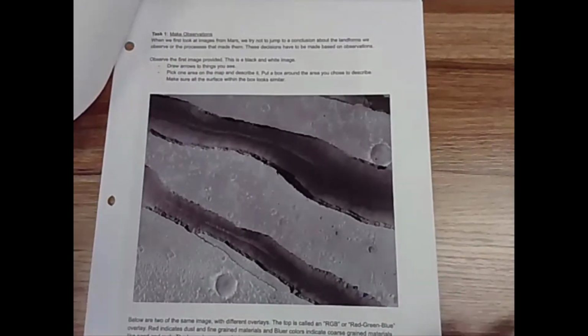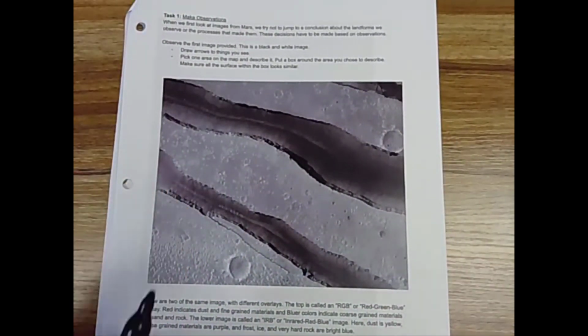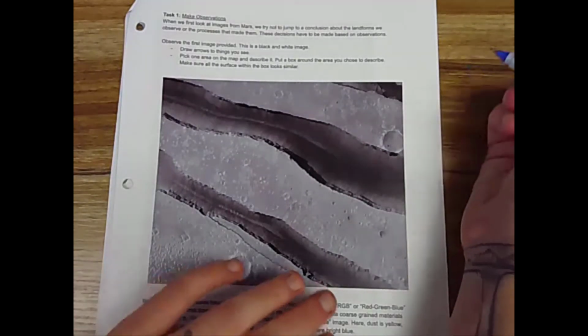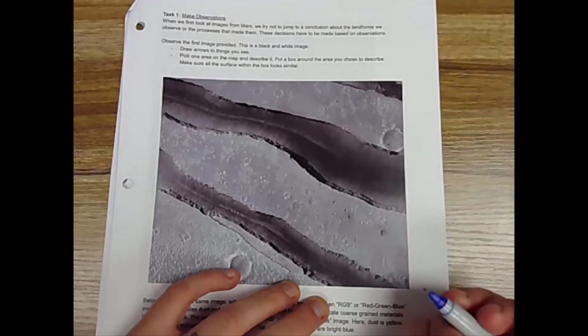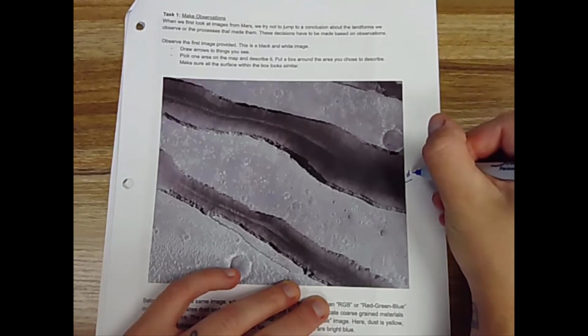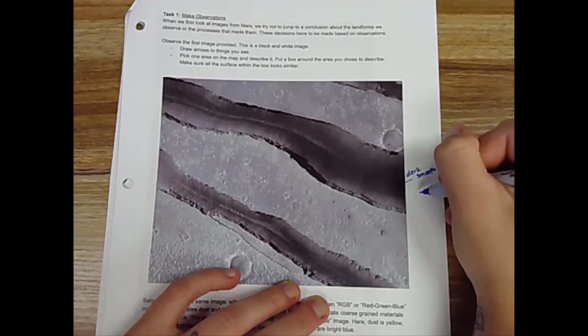So let's go ahead and make some observations of this surface. The first thing I'm going to do is draw arrows to things that I see in the picture. And doing this is going to prevent you from jumping to conclusions about what your units are defined as. So for example, in here, I'm going to label this as dark, smooth, low-lying.